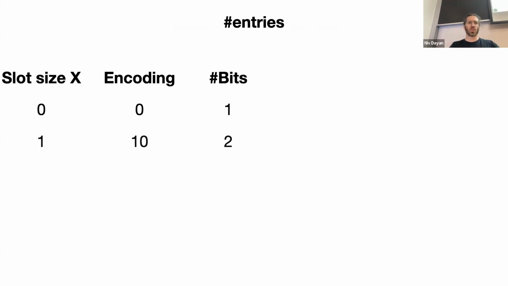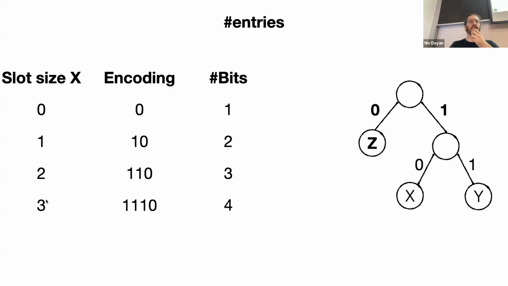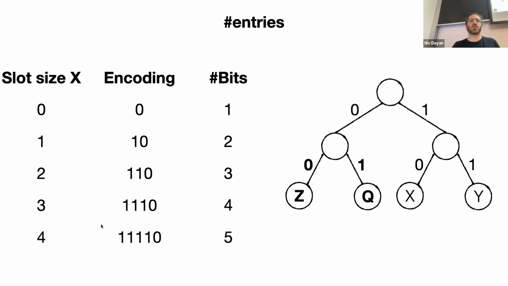So just for the size of the trie, right? As I have more and more entries inside a slot, the encoding just increases by 1 bit for every additional entry that I have. So that's the number of bits, right? This field is very easy to analyze with respect to the number of entries in a slot. Good.